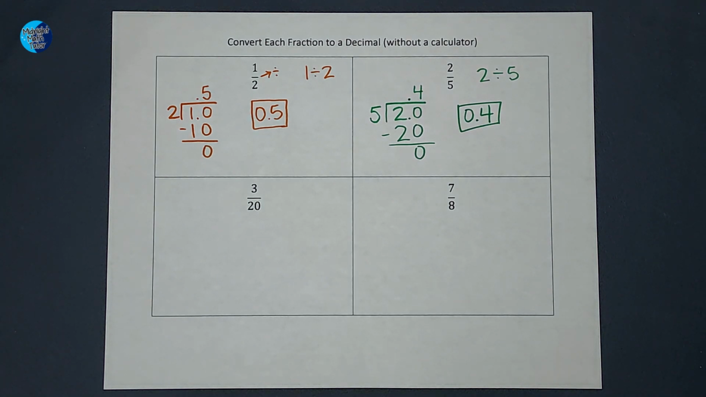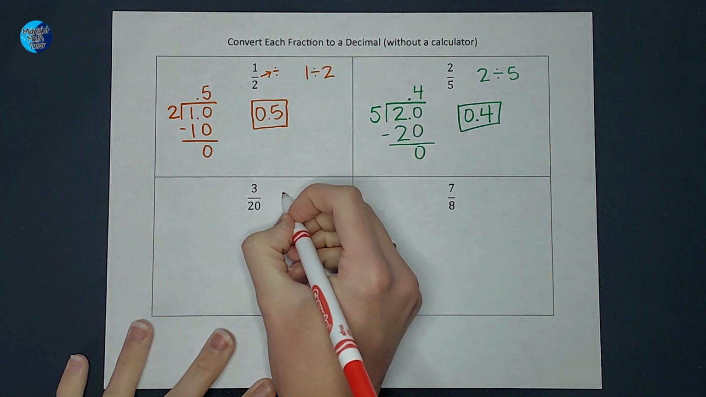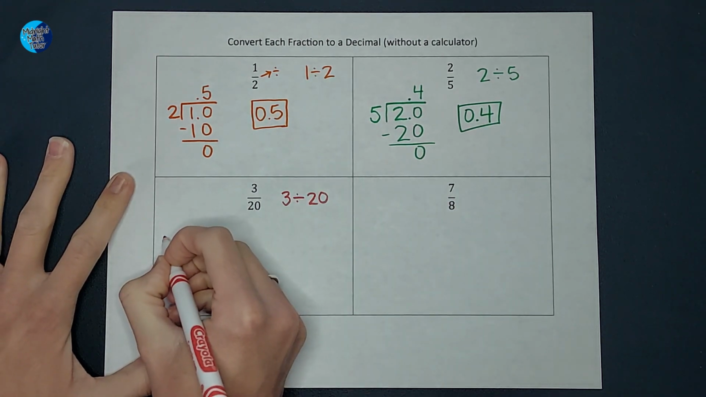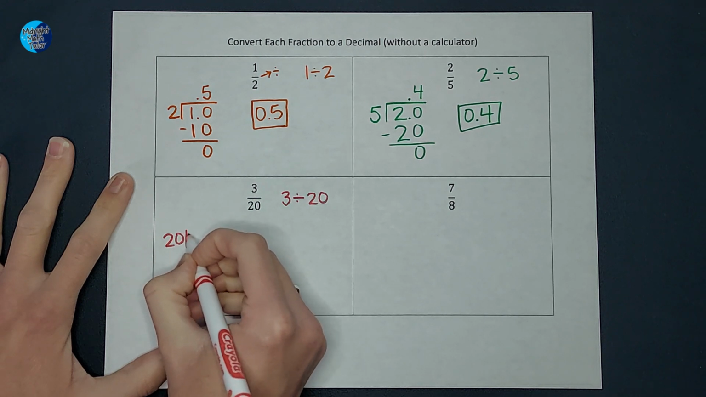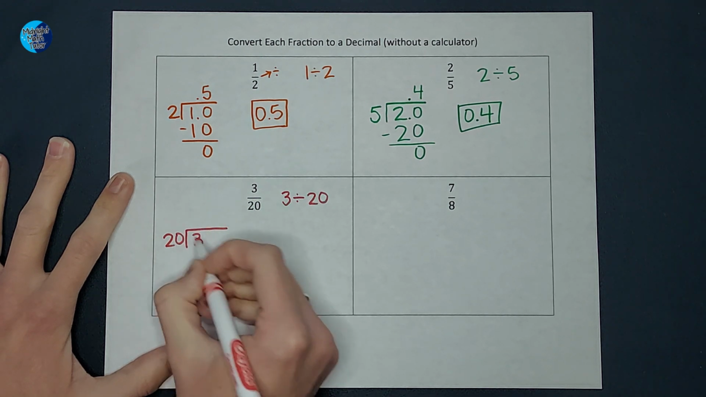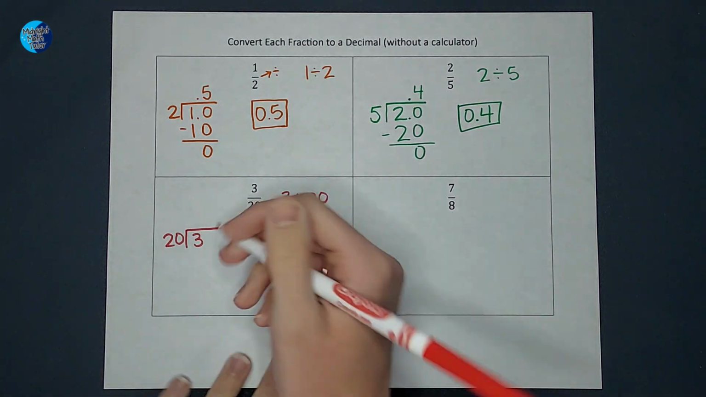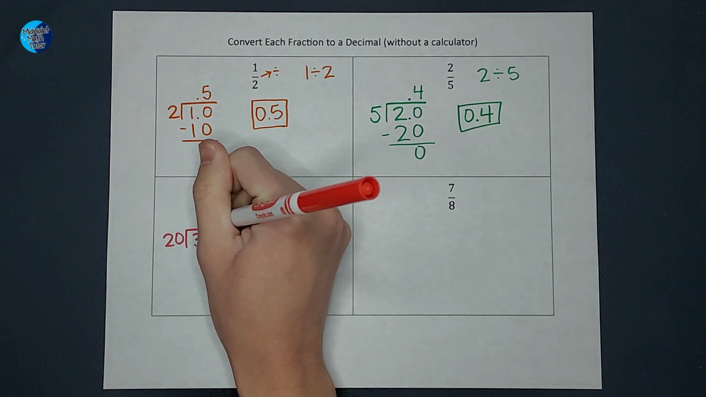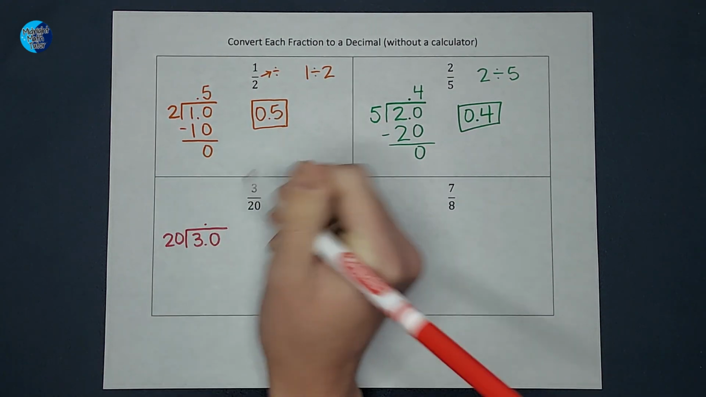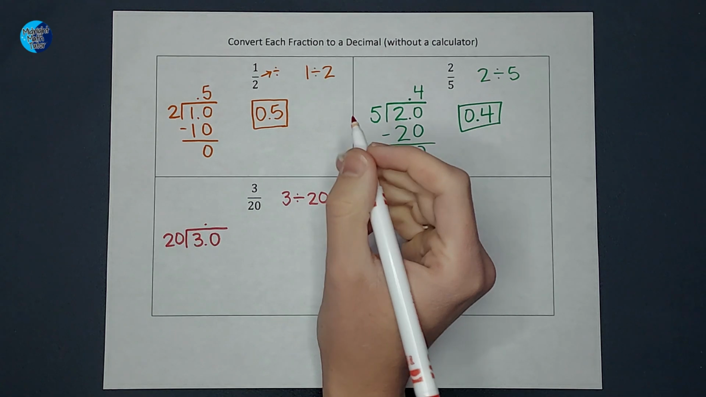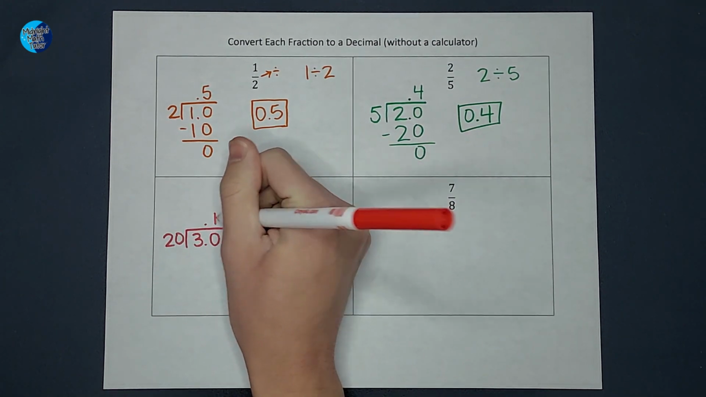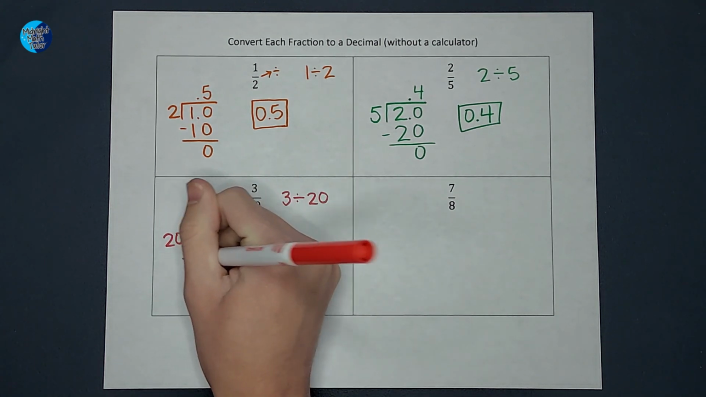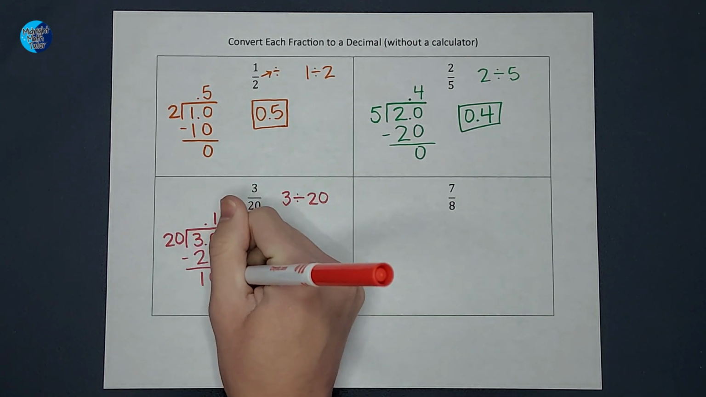Okay, what about 3/20? Well, remember, this means 3 divided by 20. And when I write that as long division, I'm asking myself, how many times does 20 go into 3? Well, 20 doesn't go into 3, right? So I'm going to have it be 3.0 and ask myself, after I put that decimal up there, how many times does 20 go into 30? Well, it goes once, right? 1 times 20 is 20. And when I subtract that, I get 10.